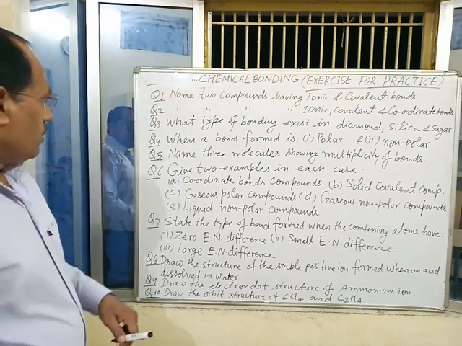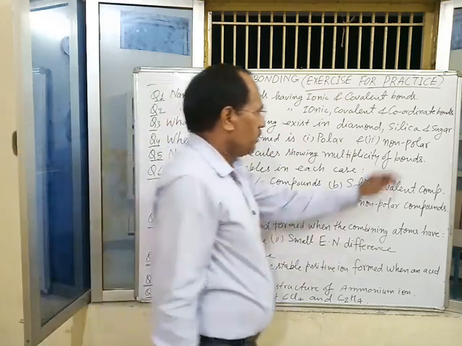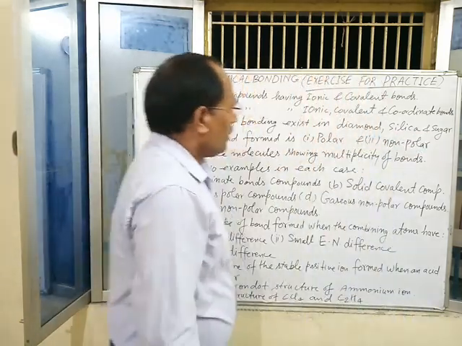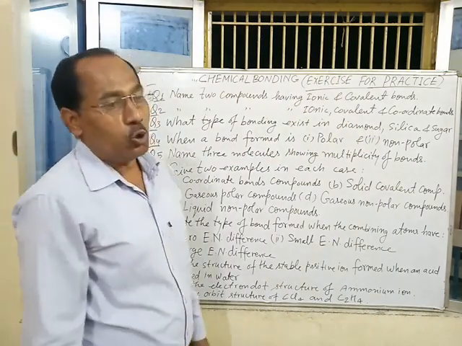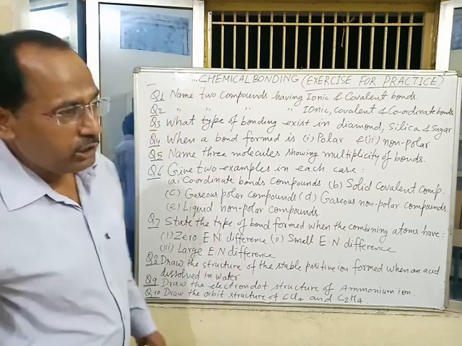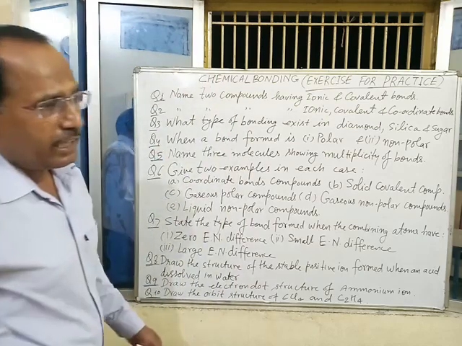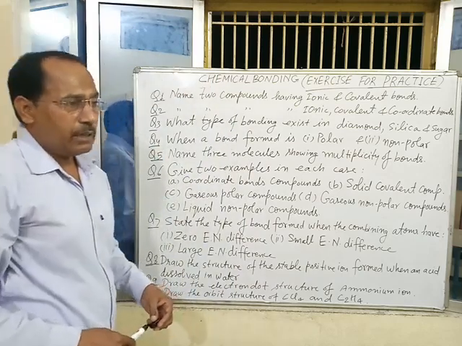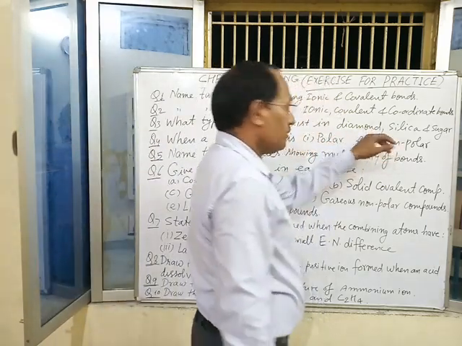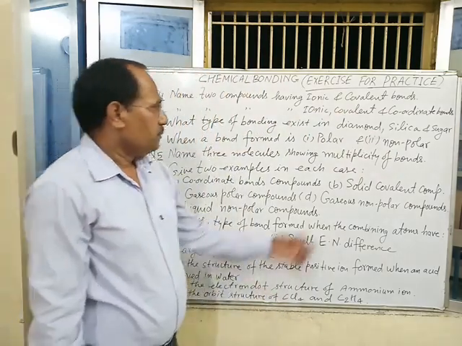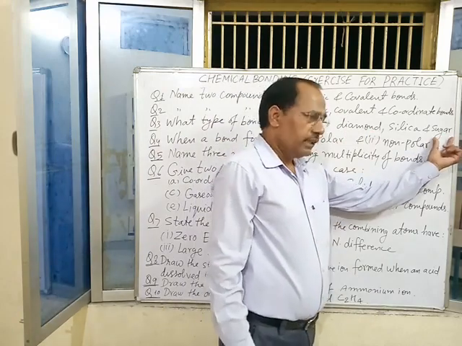Next question, question number 3. What type of bonding exists in diamond, silica and sugar? Diamond, graphite, charcoal, all are the allotropes of carbon. Carbon is non-metal. And which type of bonding is found in identical atoms and identical non-metallic elements? Covalent bonding. So, in case of diamond, covalent bond is present. Covalent bonding is also present in sugar.